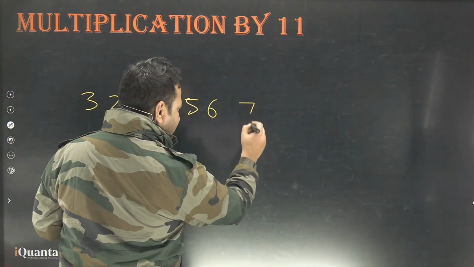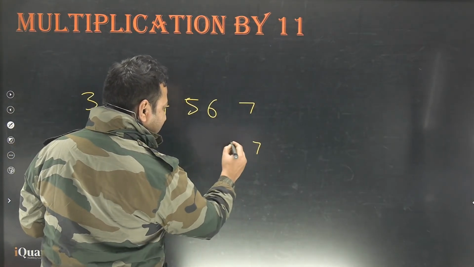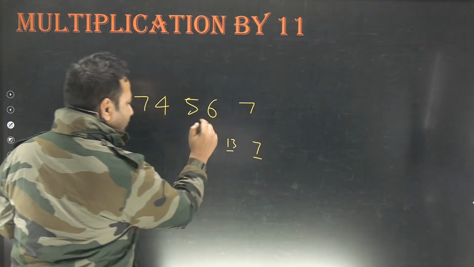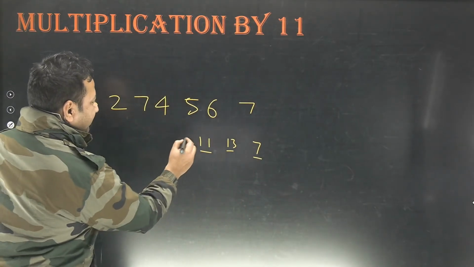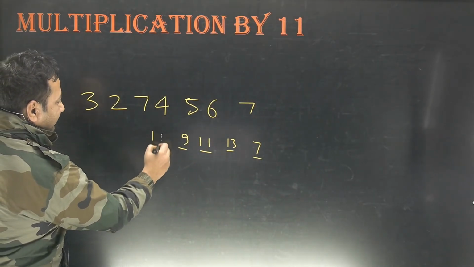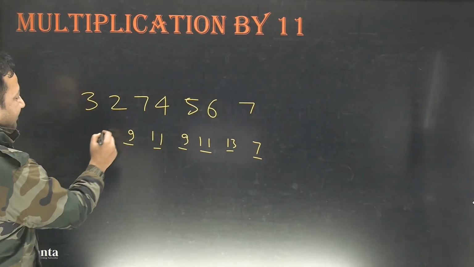Focus on it. 7 comes here. 6 plus 7 is 13. 13 written down. 5 plus 6 is 11. 4 plus 5 is 9. 7 plus 4 is 11. 2 plus 7 is 9. 3 plus 2 is 5.